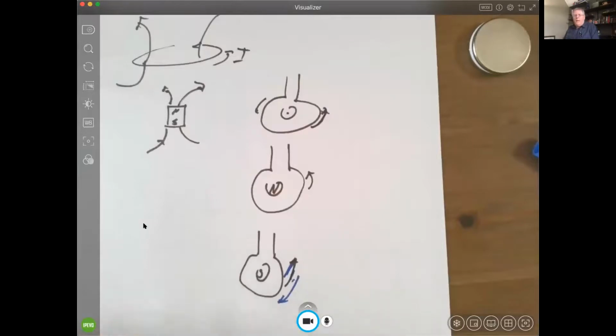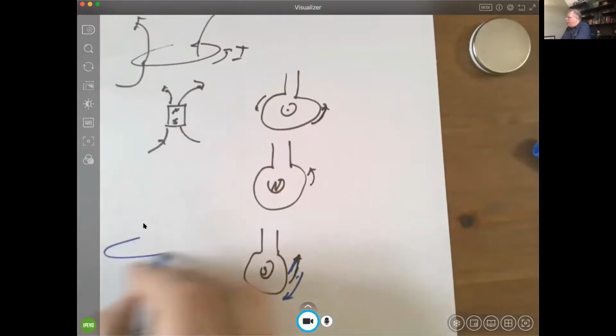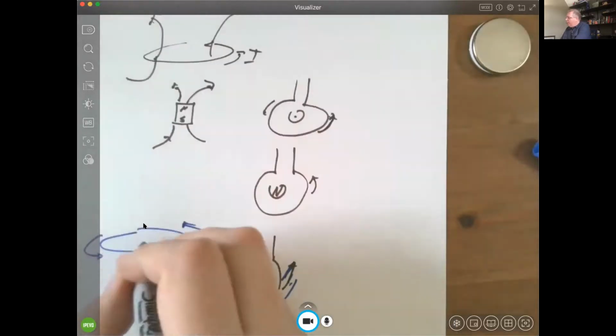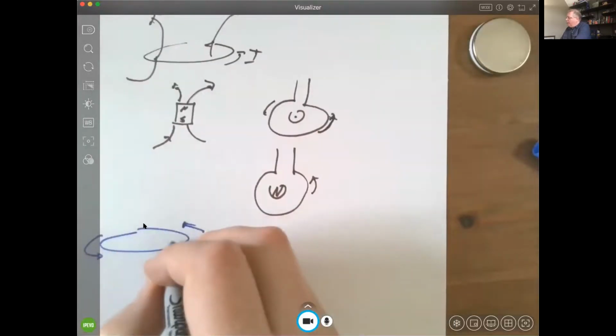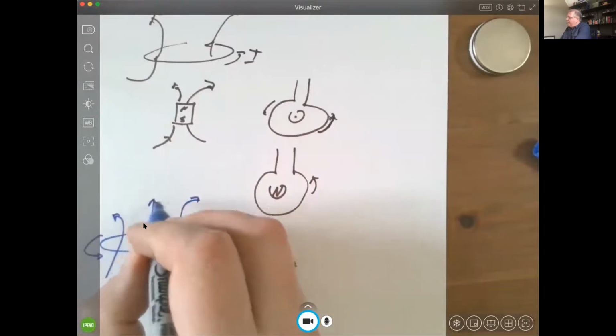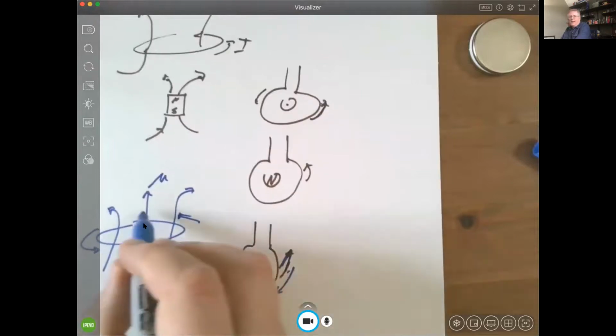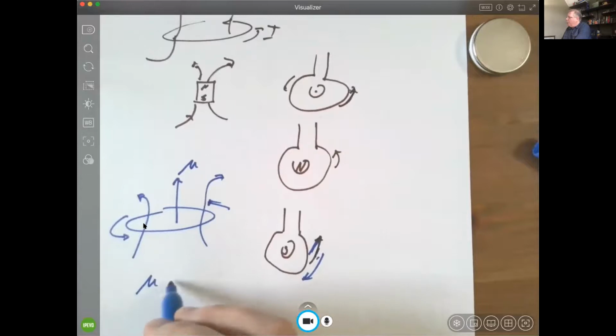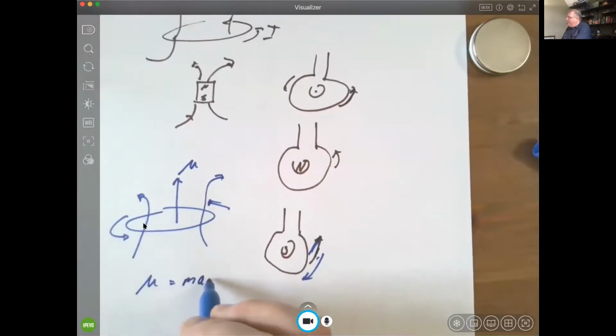In fact, we have some notation for this. If I've got a current loop, I can say the North Pole is this way, so I'm making magnetic fields pointing this way. I can actually give this thing a name and say it's like a little magnet, a little magnet of strength mu. And we call that the magnetic dipole moment.